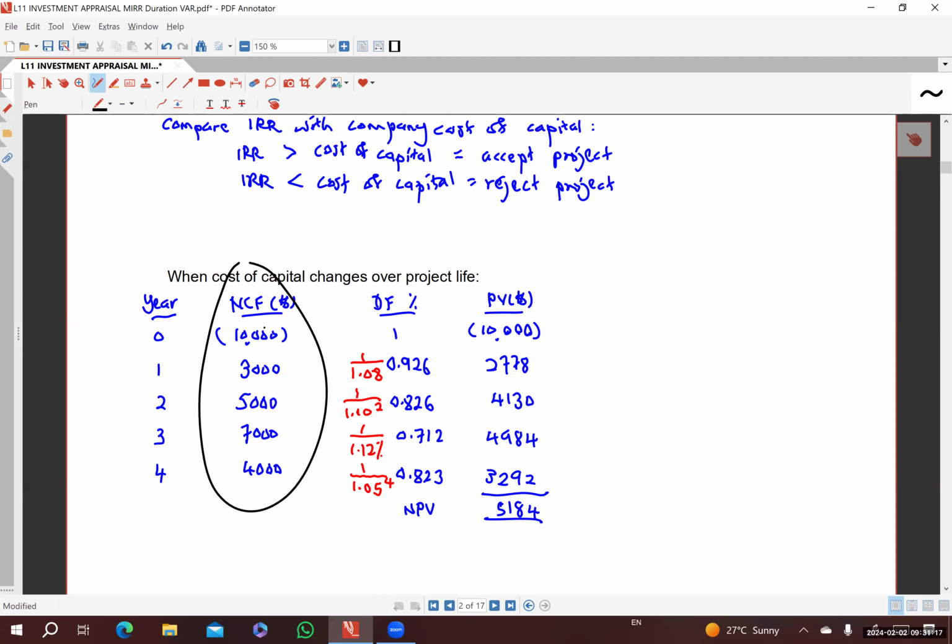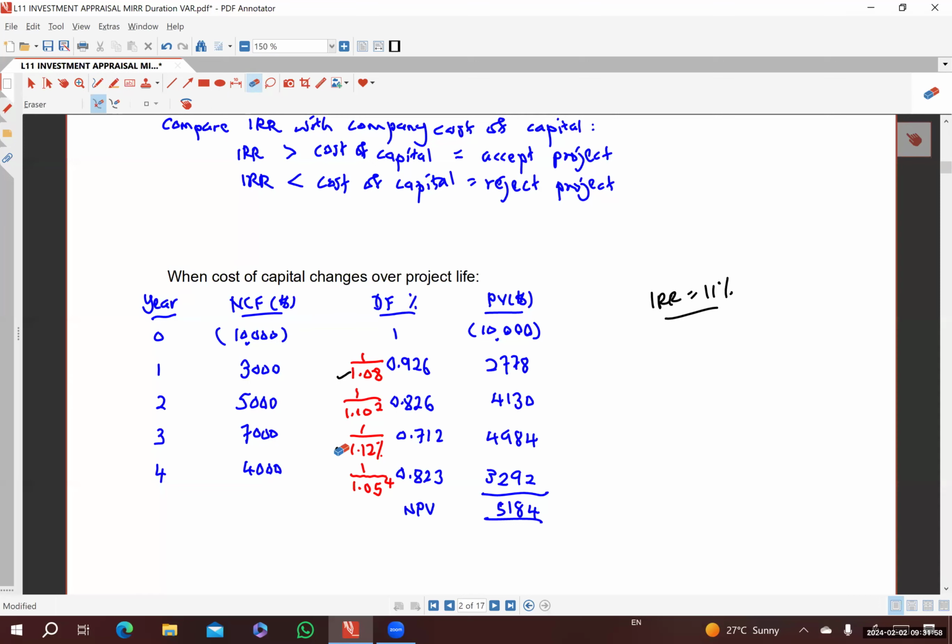So you take this cash flow, you work out the IRR, and you will get one rate. Let's say the rate is, just as an example, 11%. You compare IRR with the cost of capital. If you compare 11% with 8%, you say accept. But if you compare 11% with 12%, then you say reject. So you will have a problem now. When the cost of capital changes over time, you will have a problem when you compare with IRR. Then IRR becomes an issue.